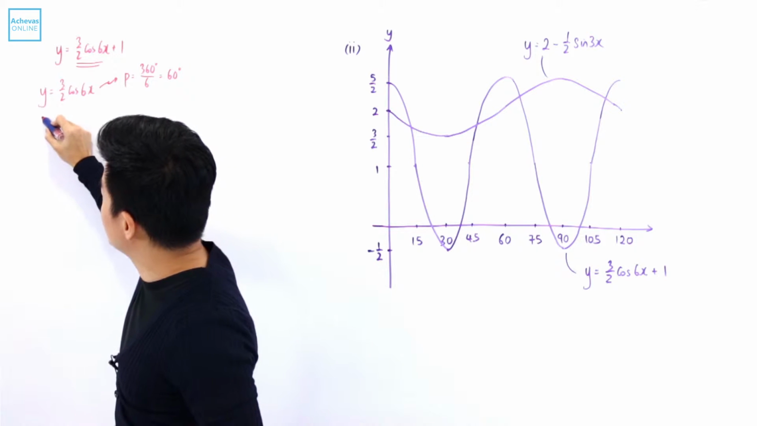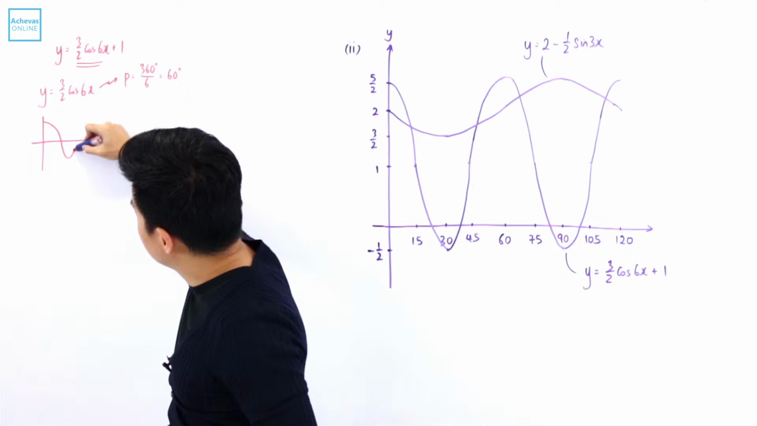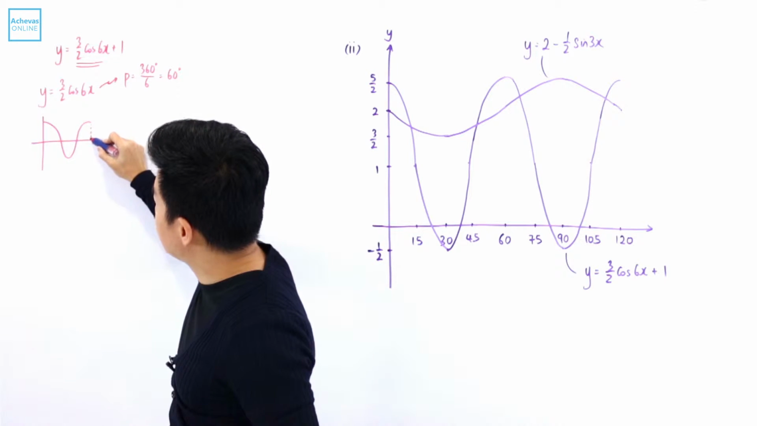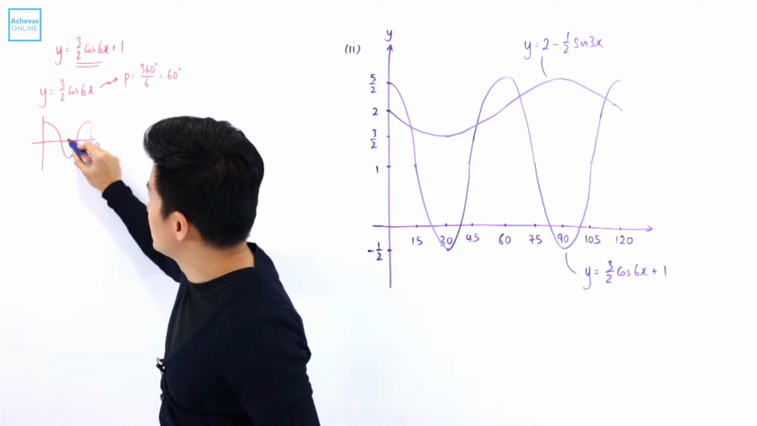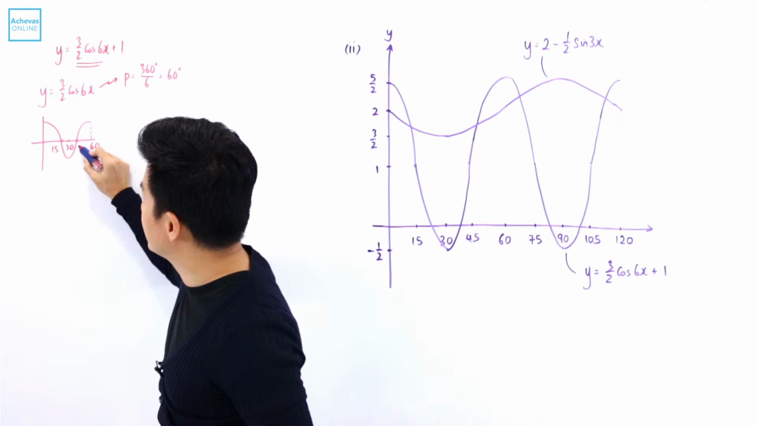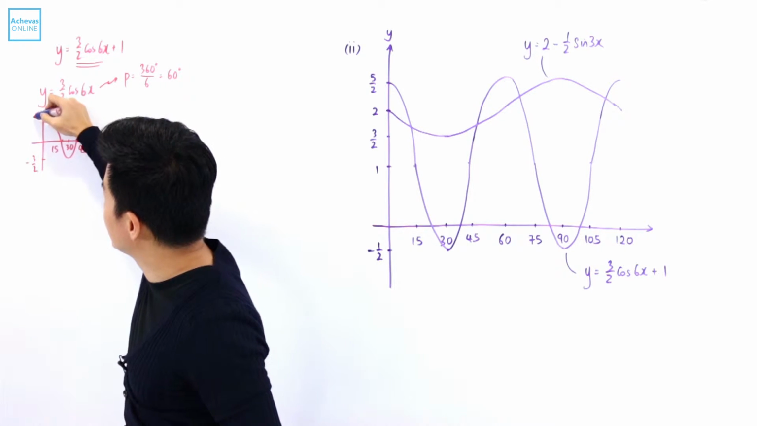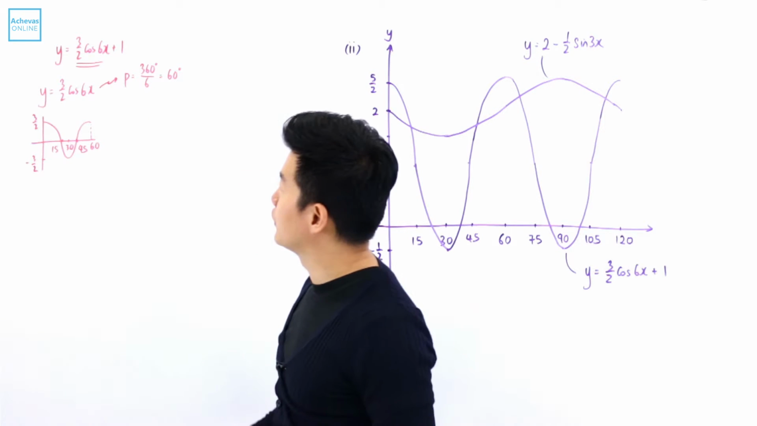So if I were to sketch just the graph of this, it's going to look something like this, ending at 60, which means that here is going to be 30, here is going to be equal to 15, and here is going to be equal to 45. The minimum possible is at minus 3 over 2, the highest possible is at 3 over 2.